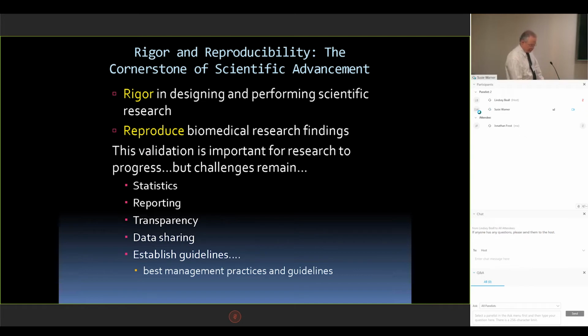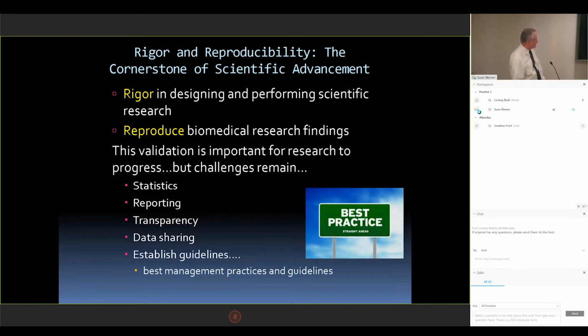One of the ways that this is going to work is through establishing guidelines or best management practices. And quite frankly, that's where we fall here now.